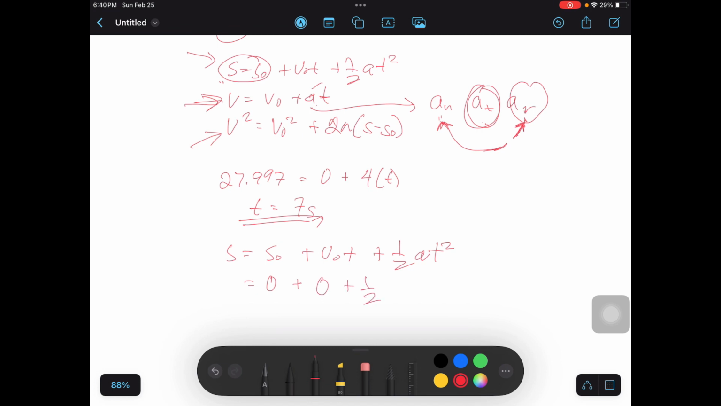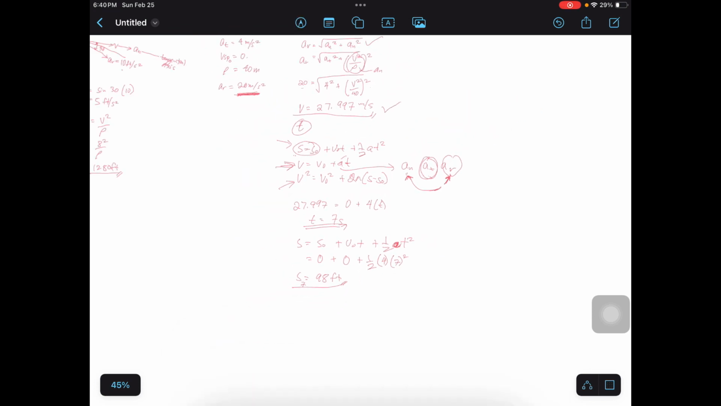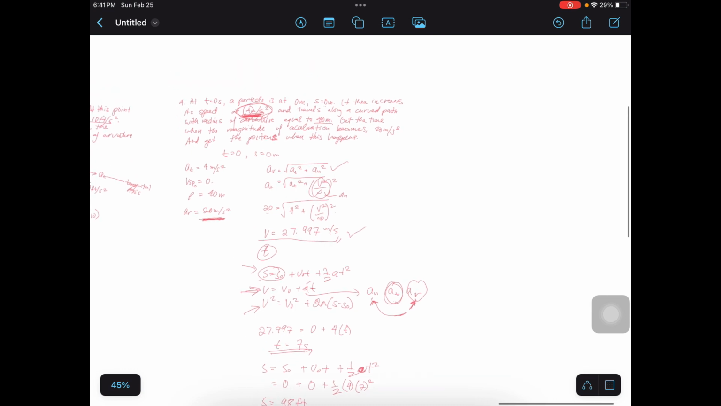And then, acceleration AT. AT pa din yan. Ang AT ang nag-accelerate sa particle. So, that's 4. And then, time 7 seconds. So, S natin at 7 seconds is 98 feet. So, at 7 seconds, nasa 98 feet positive yung particle natin.